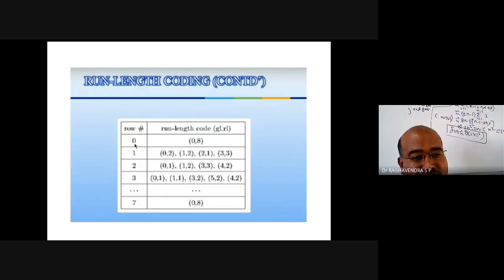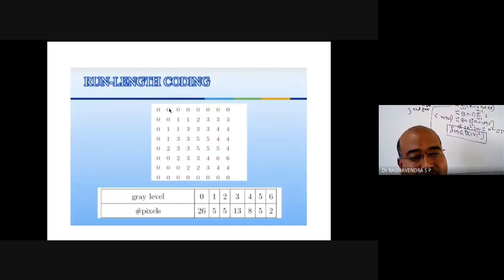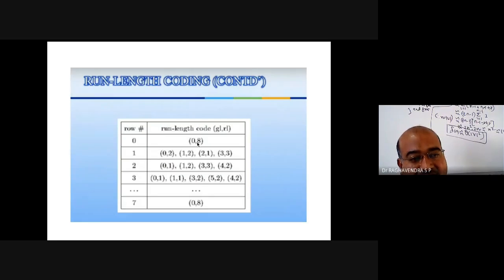First, the 0th row. In the 0th row, which character is present and how many times? So this is the 0th row. Here the gray level is 0 and it is present how many times? You count it, the first row only. 1, 2, 3, 4, 5, 6, 7 and 8. So that is why 0, 8. So this completes the first row.